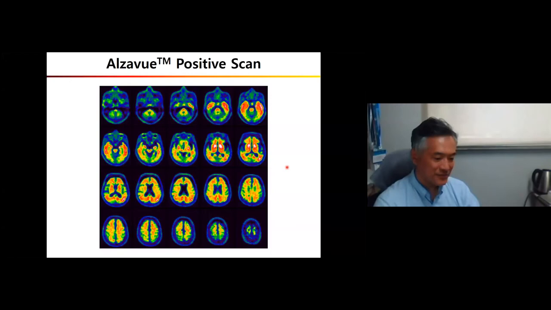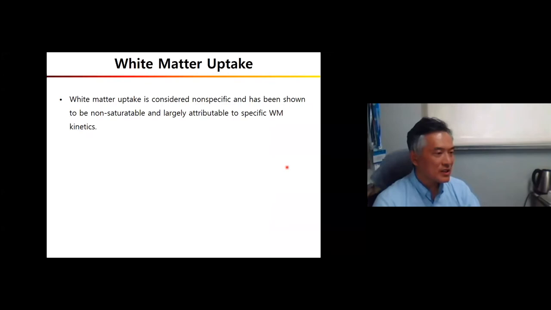White matter uptake is considered to be non-specific, and has been shown to be non-saturable and largely attributed to the specific white matter kinetics. So you can already see that some radiopharmaceuticals have a high white matter uptake, but still we have good characteristics with the low white matter uptake radiopharmaceutical. And you can simply select the radiopharmaceutical, considering this kind of white matter uptake as non-specific binding.